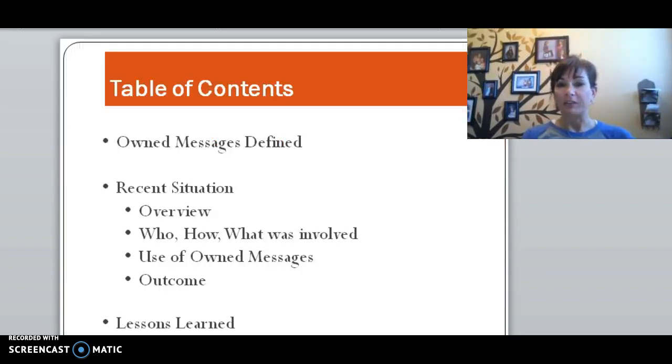I will share the definition of owned messages. I will provide a recent situation or example of how, what, and who was involved in my exchange, how I used owned messages, and the outcome of that interaction. I will also share lessons learned.